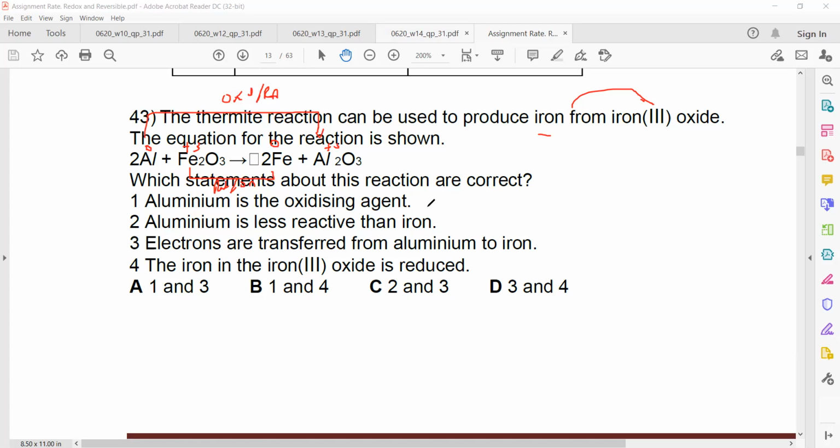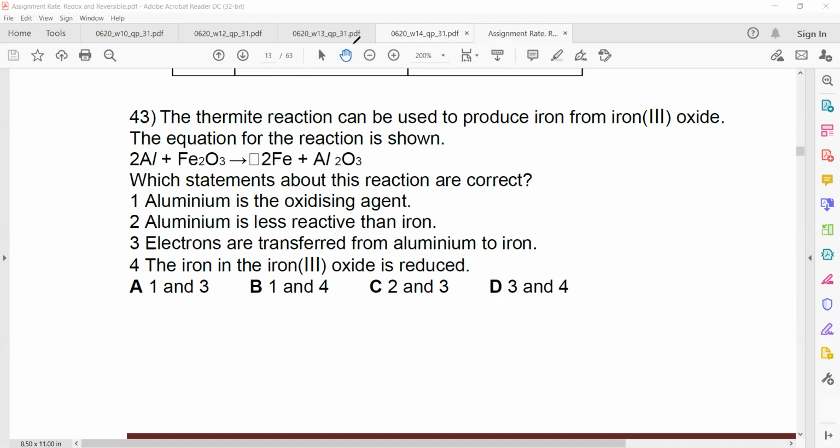Aluminum is an oxidizing agent. That's wrong, it is not an oxidizing agent, it is a reducing agent. Aluminum is less reactive than iron. When you check the reactivity, aluminum is more reactive than iron. That's why it is able to displace it. Electrons are transferred from aluminum to iron. That's true. Aluminum lost electrons and iron gained electrons. And the iron in iron 3 oxide is reduced. That's true. So statements 3 and 4 are the correct statements. That's why D is the right answer.